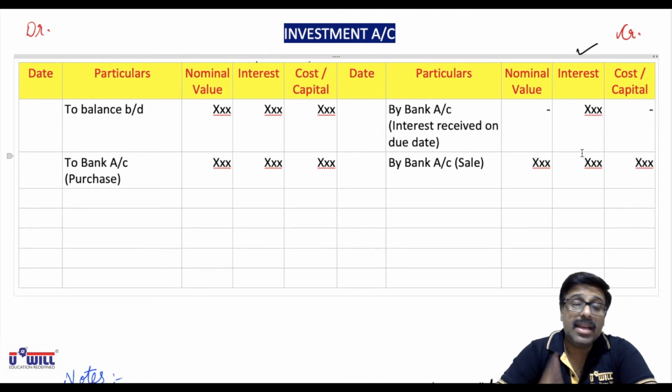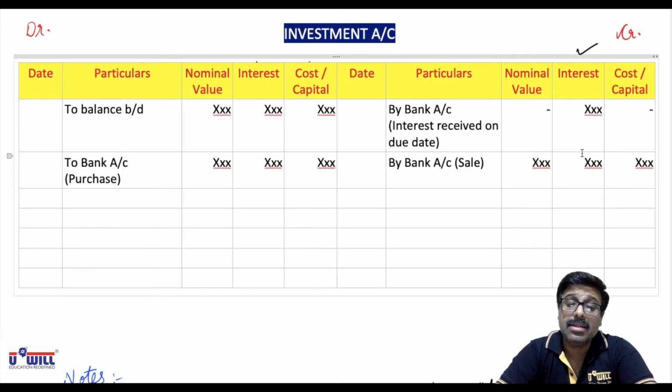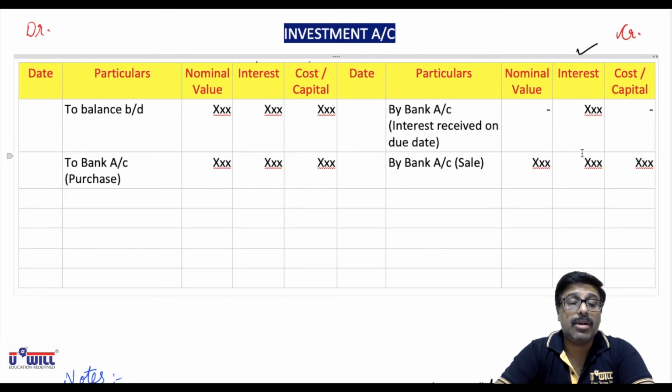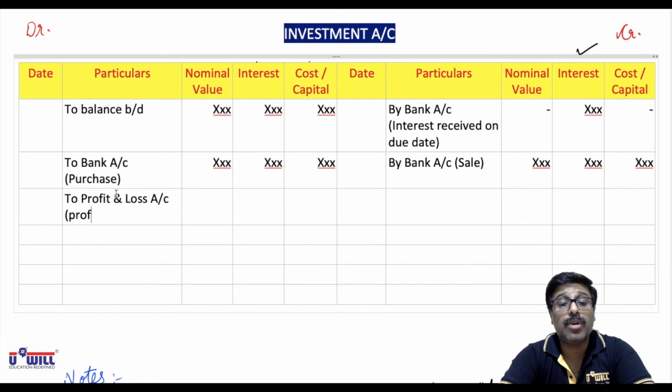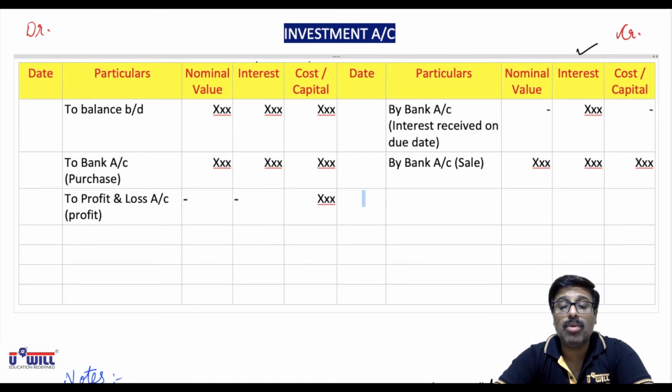I repeat, if you sell investments at profit, then investments account will have credit balance. To close it, you will reverse and debit it, investments account debit, and you transfer that profit to profit and loss account. So in investment account, we will write on debit side the opposite account to profit and loss account. In bracket, this entry is for profit, and here the amount will come only in the column of cost or capital. Is everyone clear with that?